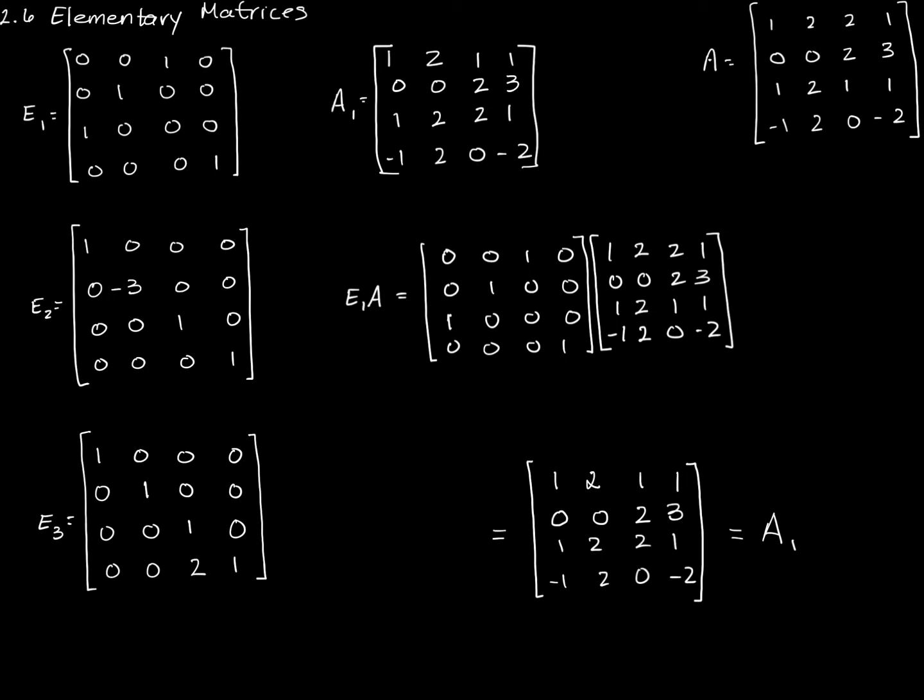For example, what if I wanted to generalize E2? Then instead of a -3 here, I would just say some number A. And then that operation would be to multiply row 2 by the number A, and A could be any real number. So I'm going to put my -3 back in there just for now.